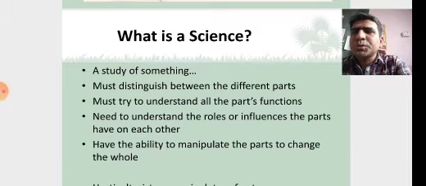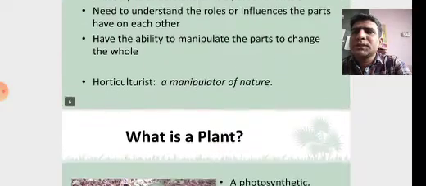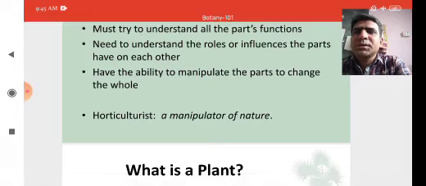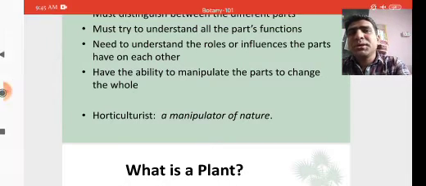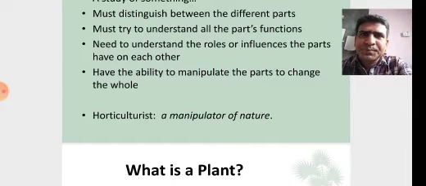Most try to understand all parts and functions, and need to understand the roles and influence the parts have on each other, and then how the ability to manipulate the parts changes the whole. That is science. And horticulture is the manipulator of nature, meaning plants are artificially cultivated, their propagation takes place artificially, and their reproduction takes place artificially. That is horticulture, the manipulator of naturally growing plants.